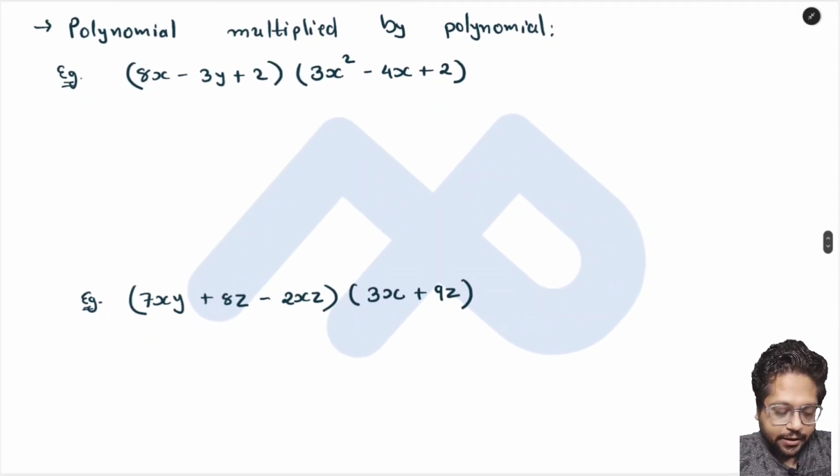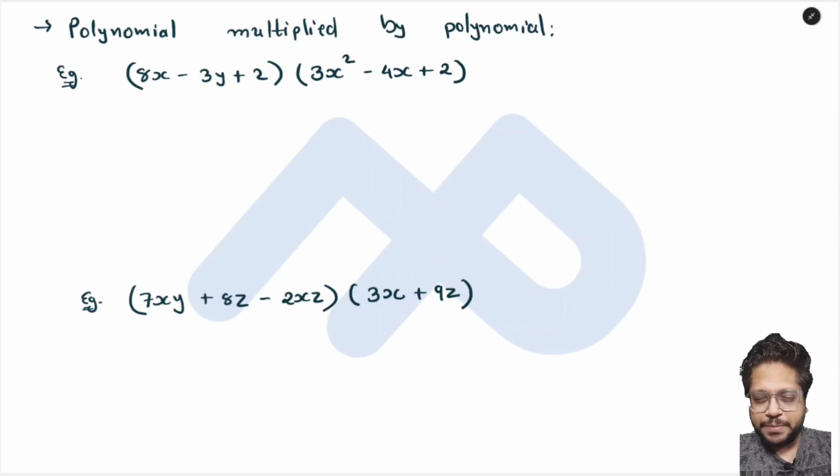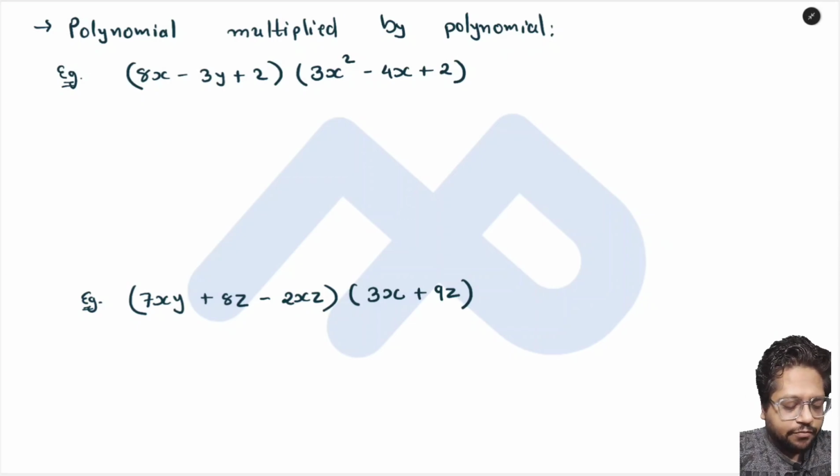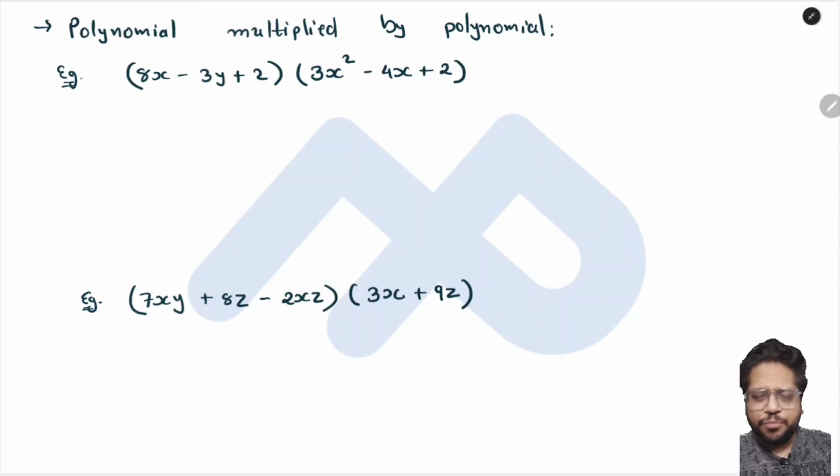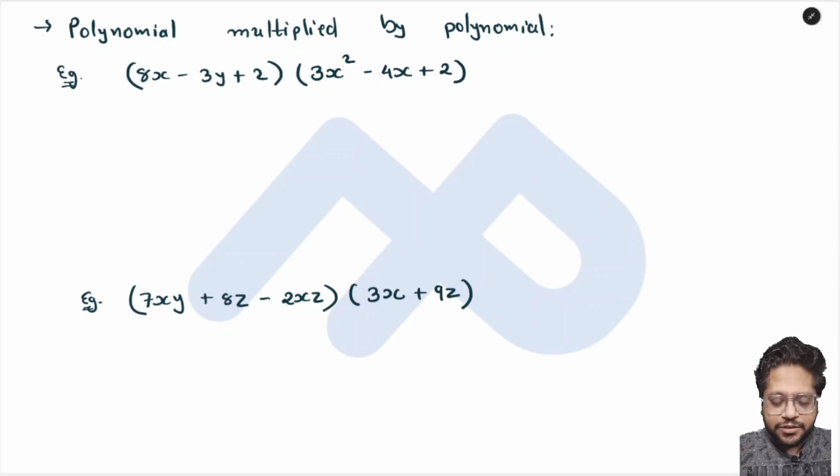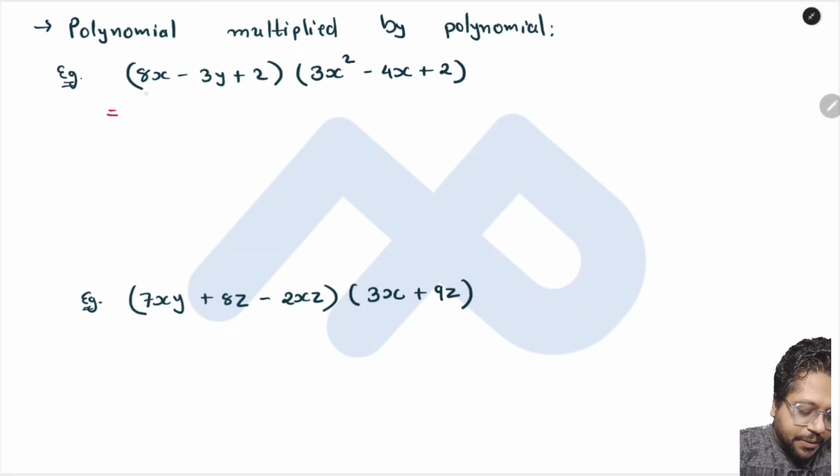Now in the end, let's see how you can multiply a whole polynomial. Polynomial is basically an algebraic expression with more than two terms, right? So if there are more than two terms and both the algebraic expressions are polynomial, or any one of them is polynomial and another is binomial, how can you solve it? It's the same method only, it's just an extended form of that same method. So simply this 8x will be multiplied with the whole bracket. So 8x times 3x square minus 4x plus 2.